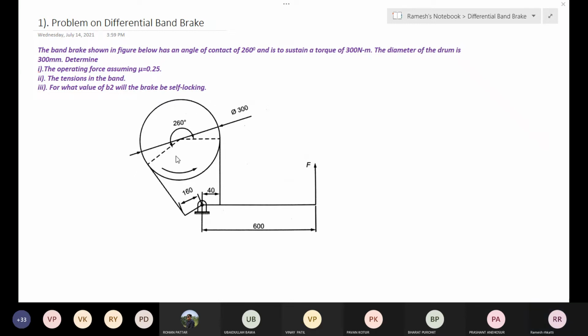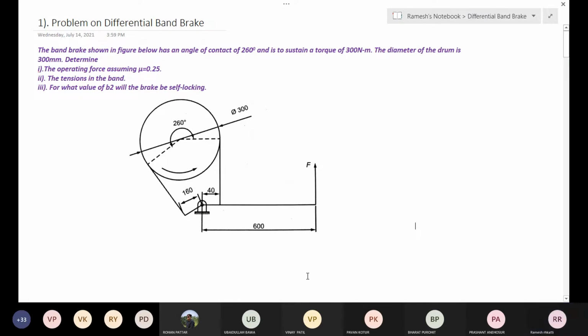Rohit? Yes. Whether you understood? Yes. Okay. Other students? Bharat? Yes, sir. Purohit? Yes, sir. You understood the previous theory part? Yes, sir. Okay. If you don't have any doubt, then I will take down a problem on this.